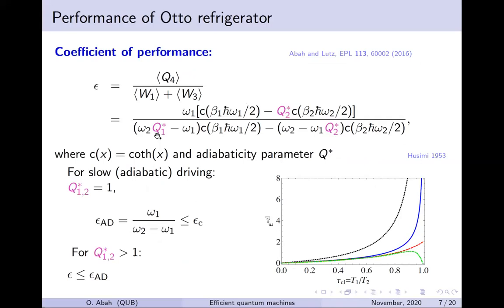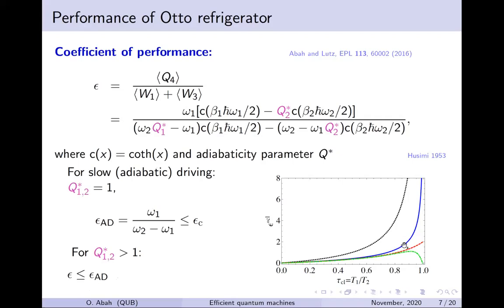And when the Q star 1 and 2 are equal to 1, that means the process is very slow. That's the adiabatic regime. In this regime, the performance of the refrigerator is characterized by the ratio of the frequencies. And if it's greater than 1, the performance is always less than what you obtain for the adiabatic scenario. Let's look at the plot here.